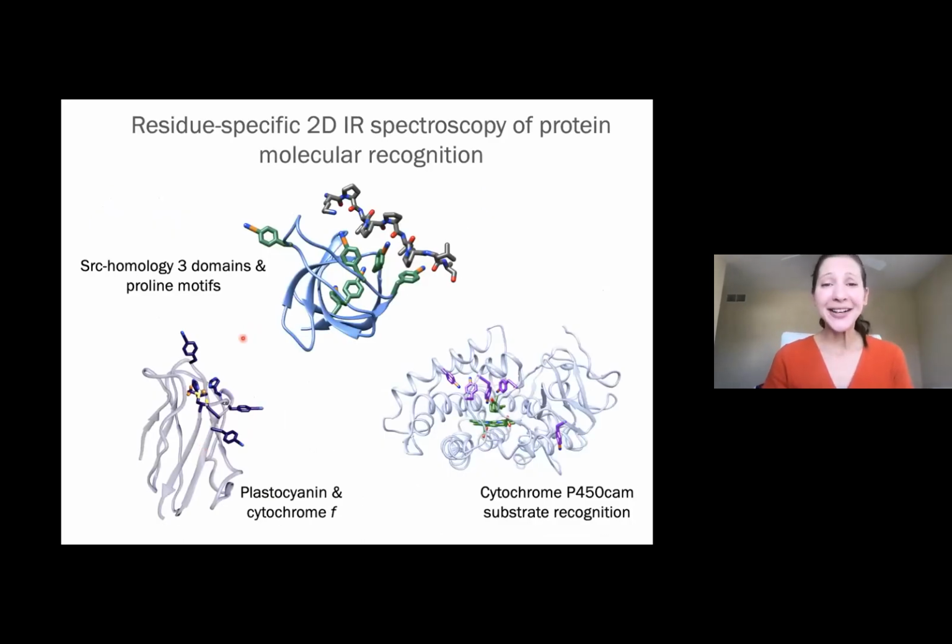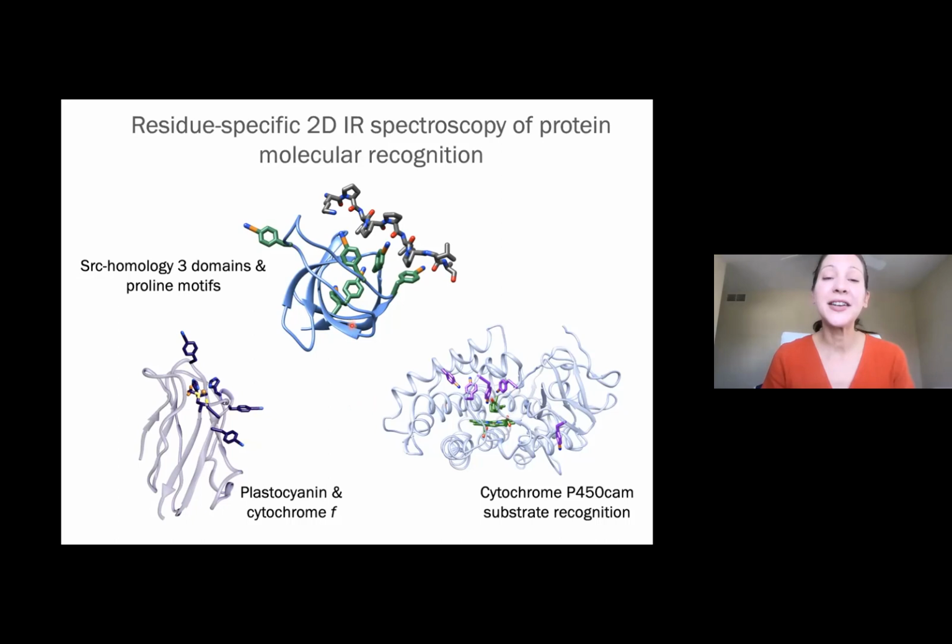All right, so it's been a slow year. So today I decided, we've been trying to do site-specific 2D IR to learn about protein molecular recognition for a while now, so I thought I'd take the time just to step back and make a summary. We've now done this for 3 different systems, all of which are cases where dynamics have been evoked in molecular recognition.